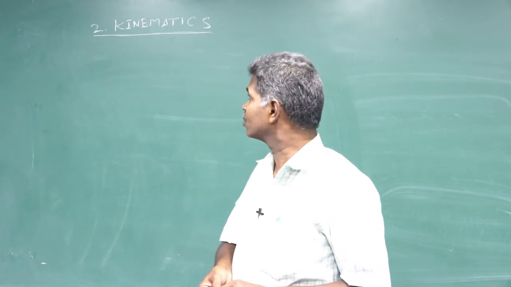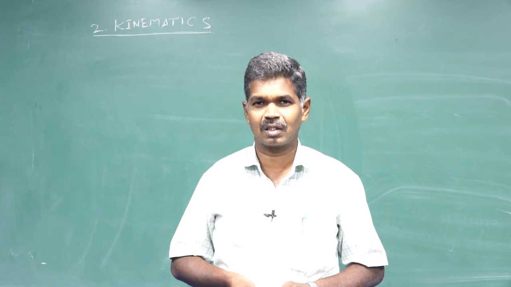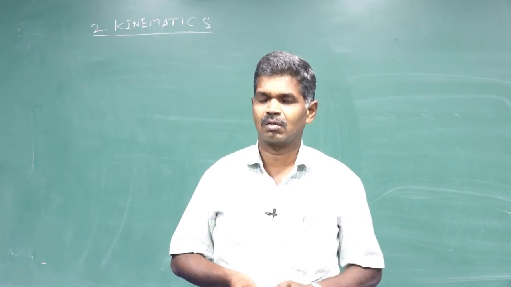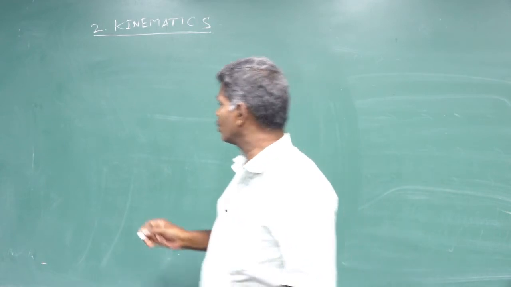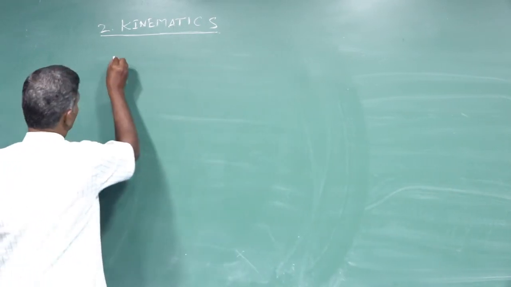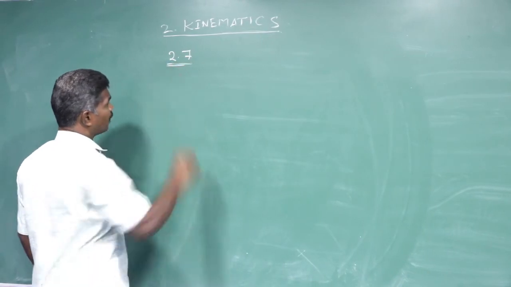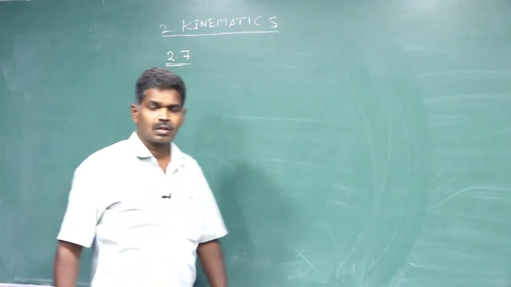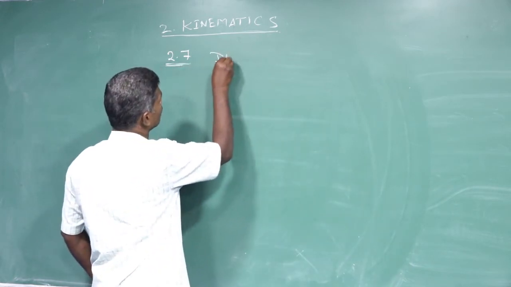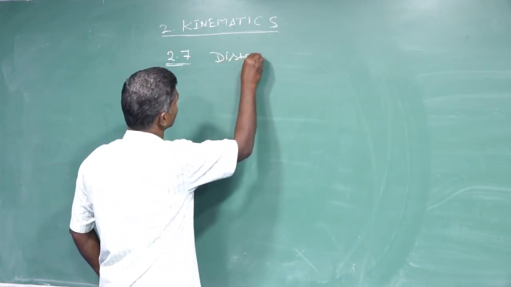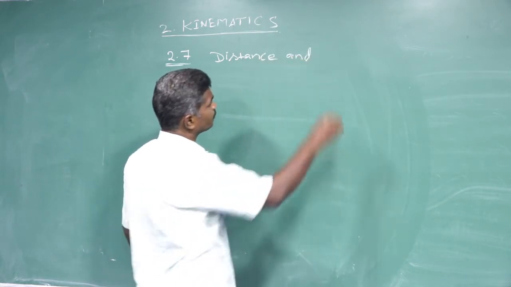We are going to see the second lesson. In the second lesson, up to 2.6 is over. Now we are going to see 2.7. This topic is distance and displacement.